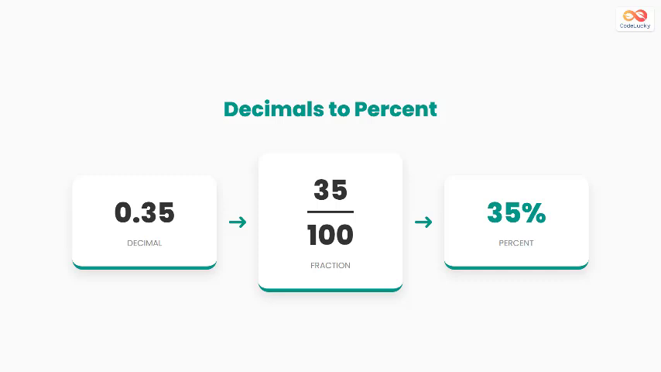We can also see this with decimals. The decimal 0.35 is read as 35 hundredths. Written as a fraction, that is 35 over 100. And as we just learned, anything over 100 is a percent. So 0.35 equals 35%.